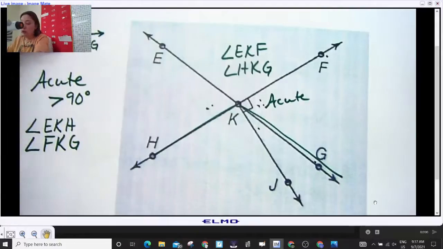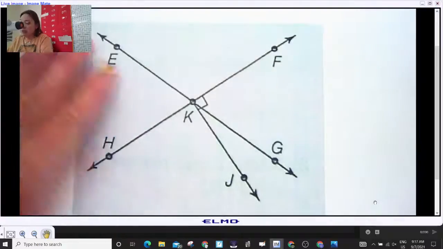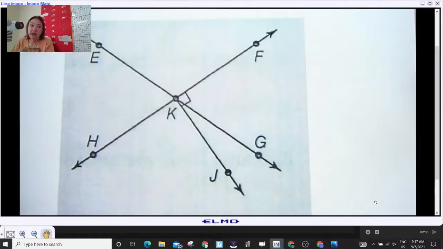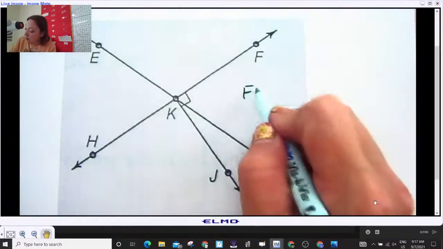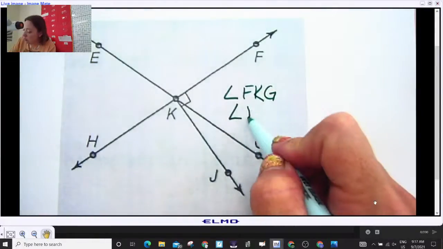We did linear pair. What's our next thing it's asking for? Acute adjacent angles. So two acute adjacent angles. And once again, there could be more than one answer here. Acute means smaller than 90, so they're each individually smaller than 90. And adjacent means they touch. So what do we have that's acute and adjacent? FKG and GKH.